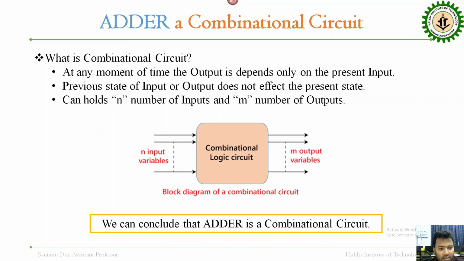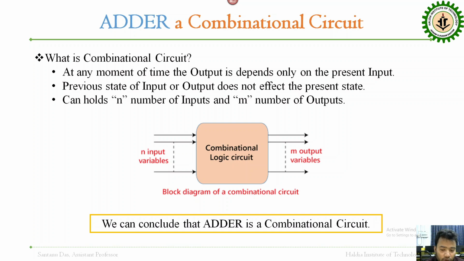So you already understand the importance of memory. If you have a memory, then the output may be affected by the previous output or the previous input, which is stored in the memory. Also, in combinational circuits, there are n input and m output variables. Here n may be greater than, equal to, or less than m. And now we are going to discuss whether an adder is a combinational circuit.